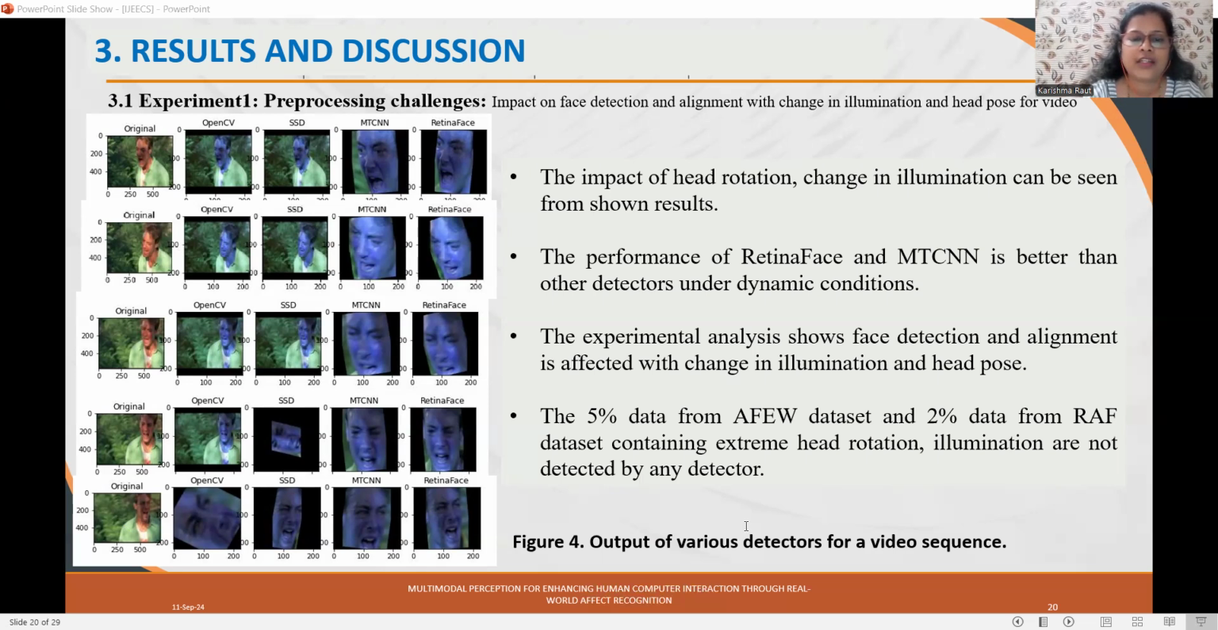MTCNN and RetinaFace detectors are the only ones successful on head pose variation and illumination effects, whereas MTCNN is providing more aligned key face areas. The 5% data from the AFEW dataset and 2% data from the RAF dataset containing extreme head rotation and illumination are not detected by any detector. These pre-processing issues are one of the major reasons for the poor recognition rate in real-world conditions. This can be analyzed by comparing the recognition rate of a lab-controlled dataset and a real-world dataset for a particular framework.